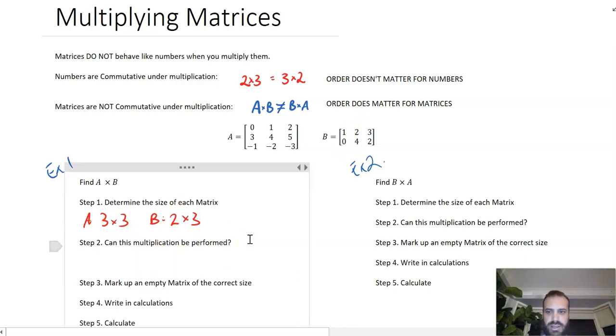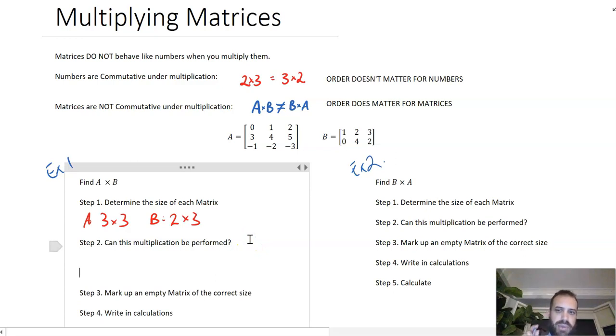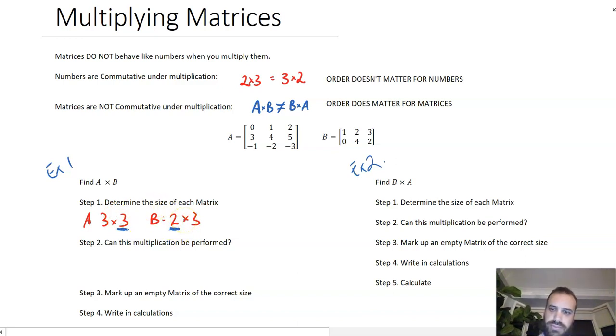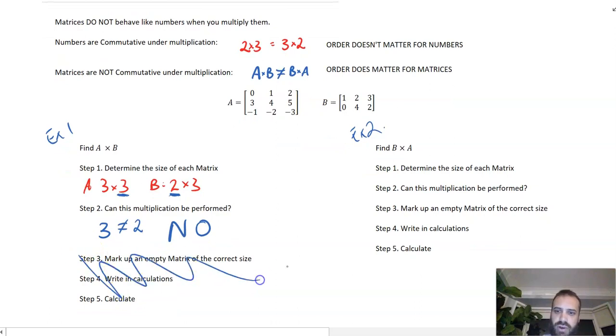Now, the next question we ask ourselves is, can this multiplication be performed? Because not all multiplication can be done. The way that we test it is by looking at the columns of the first matrix and the rows of the second matrix. If they're the same, then we can do the multiplication. In this case, 3 is not the same as 2. Therefore, can this multiplication be performed? No. So we can ignore steps 3, 4, and 5, and say A times B does not exist. And that's the end of that question for us.